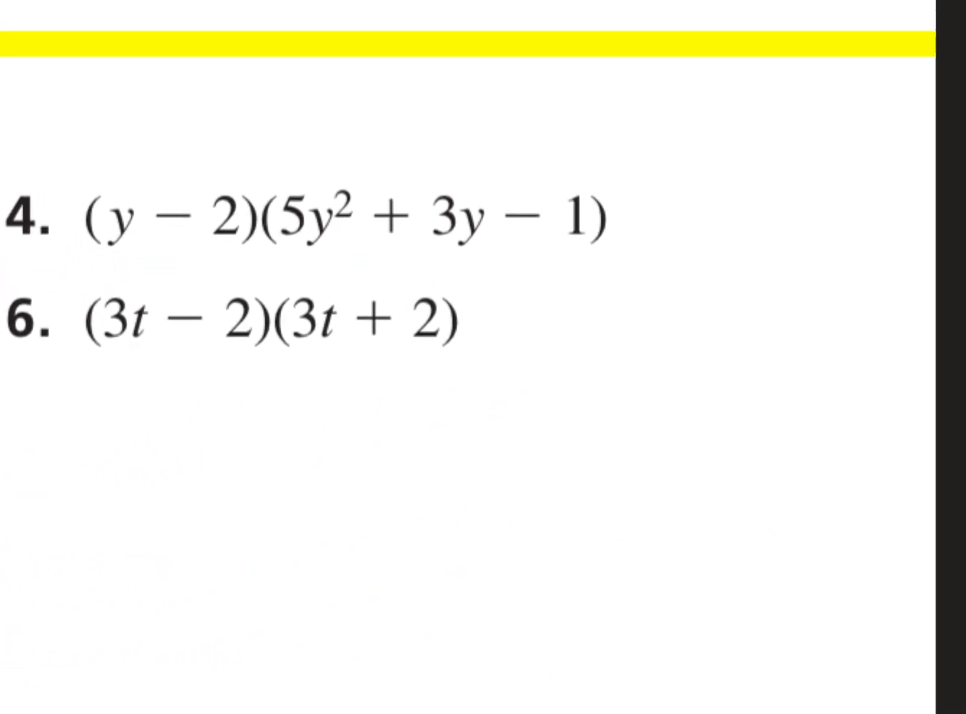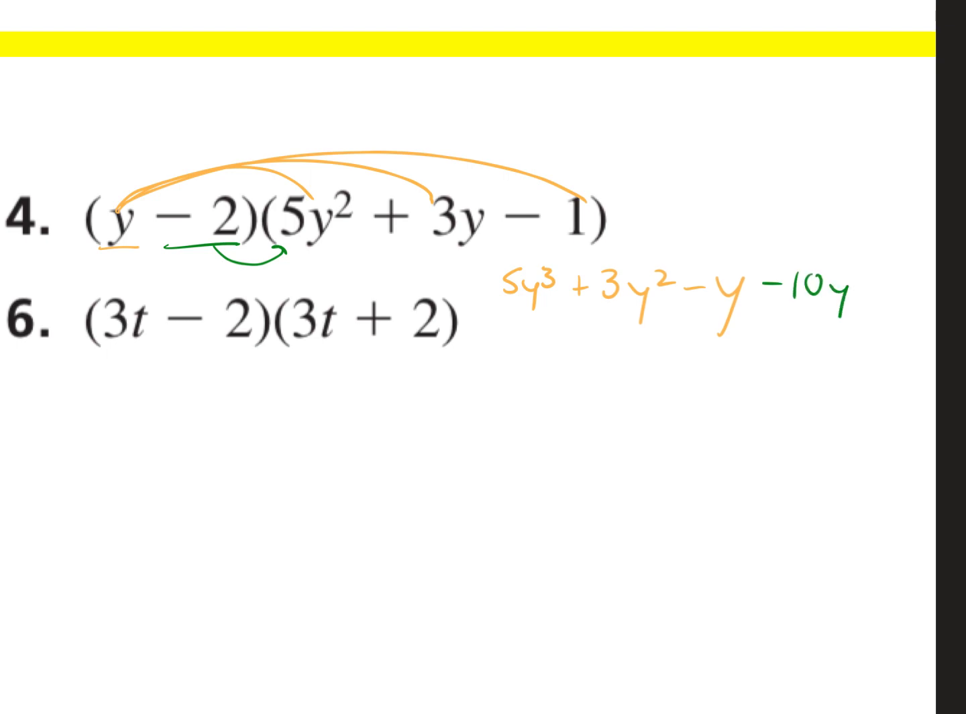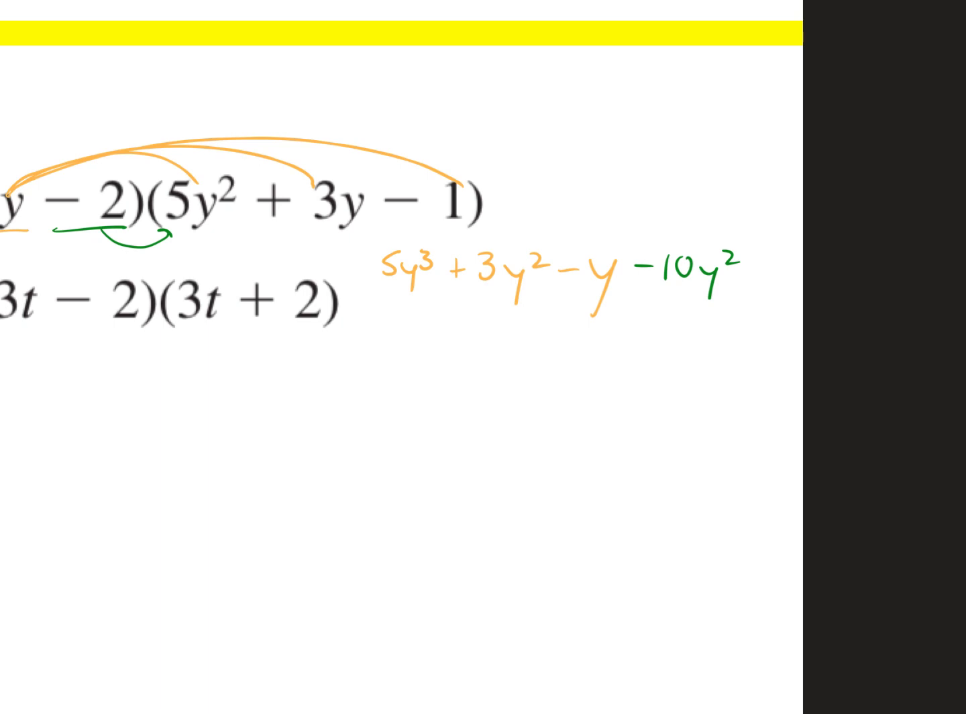All right, let's do 4. So we're going to start with y. What is y times 5y squared? 5y cubed. Y times 3y? 3y squared. And y times negative 1? Negative y. Next, we move on to negative 2. Negative 2 times 5y squared? Negative 10y squared. Negative 2 times 3y? Negative 6y. And negative 2 times negative 1? Positive 2.